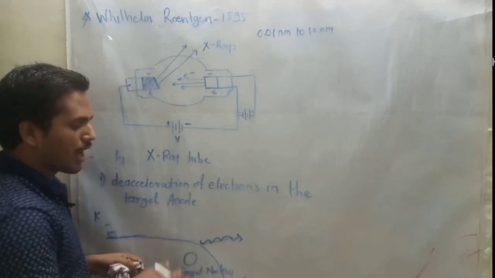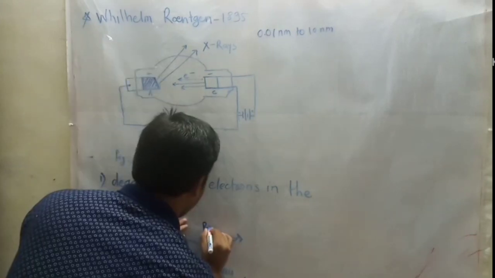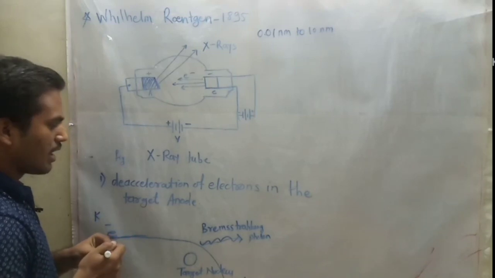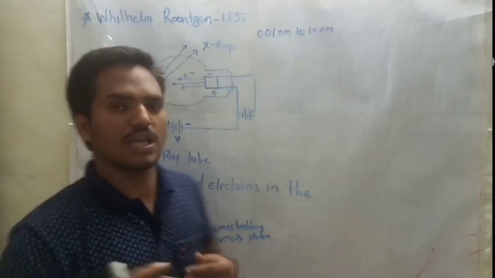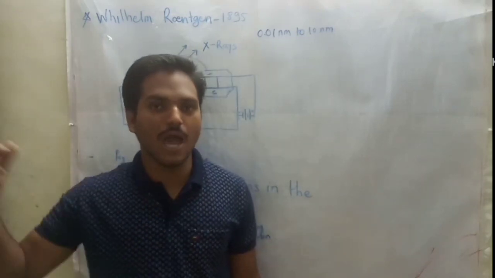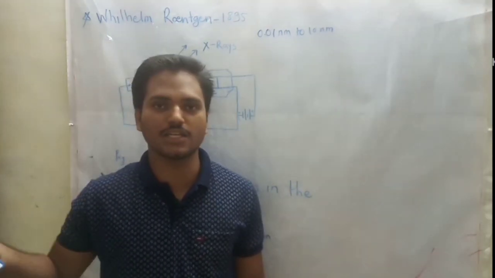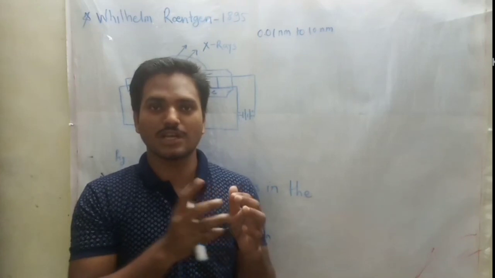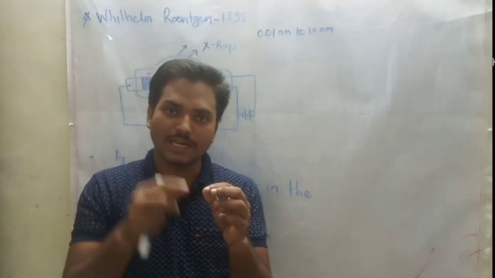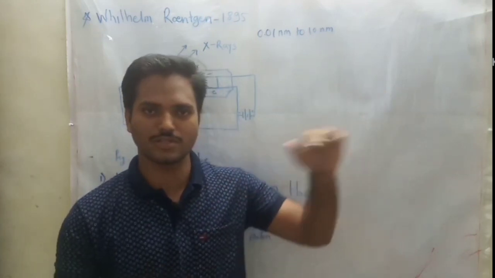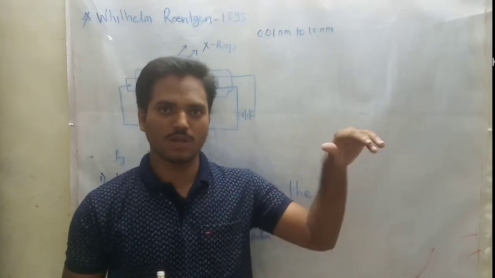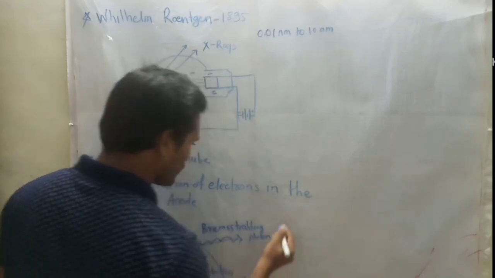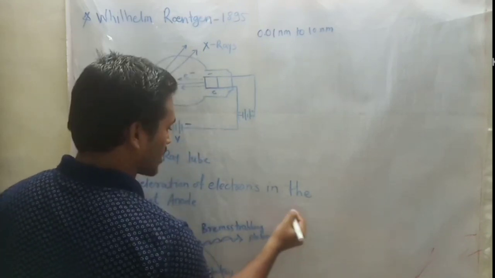These photons are known as bremsstrahlung photons. Imagine that a moving electron having its highest kinetic energy suddenly stops. Then its kinetic energy is converted into a photon. This photon has energy E equals h nu.